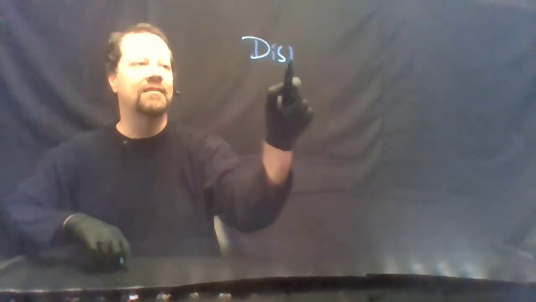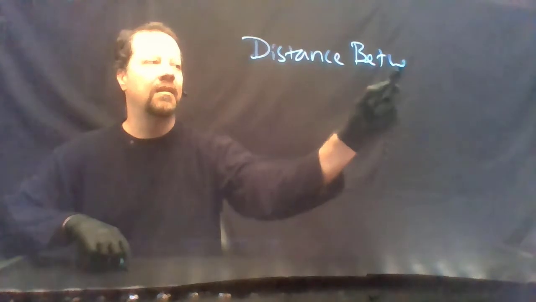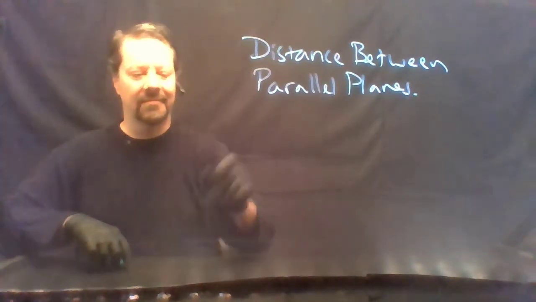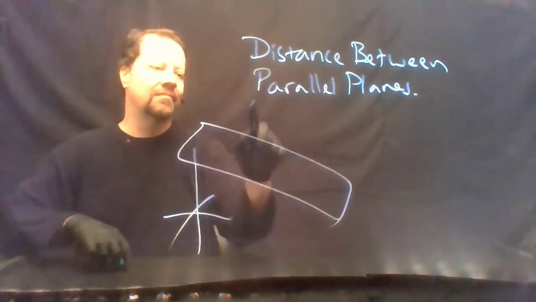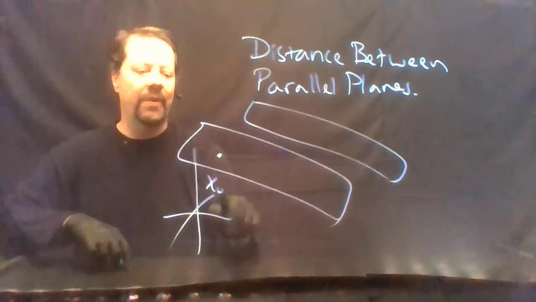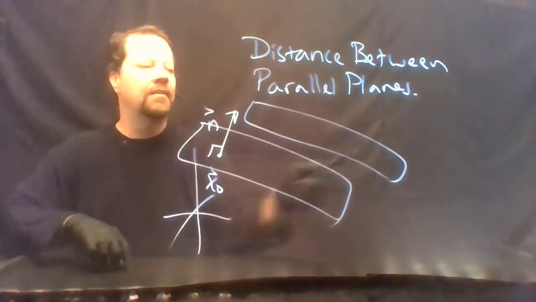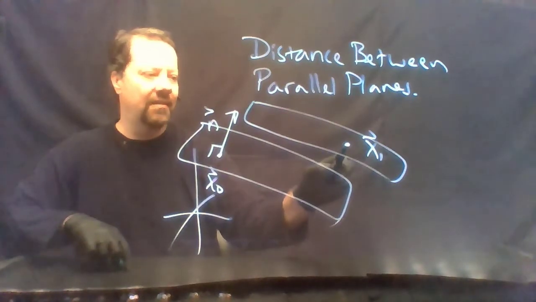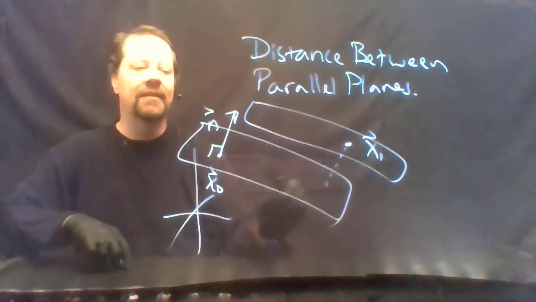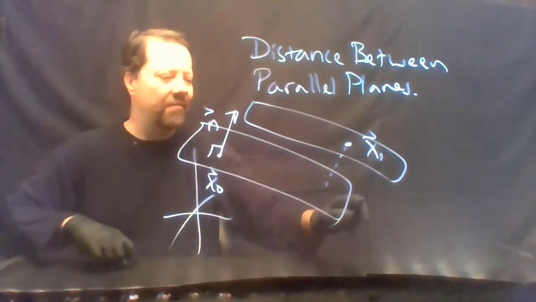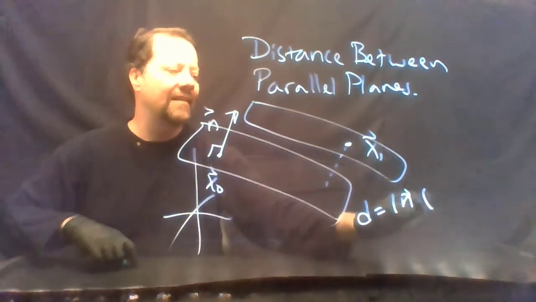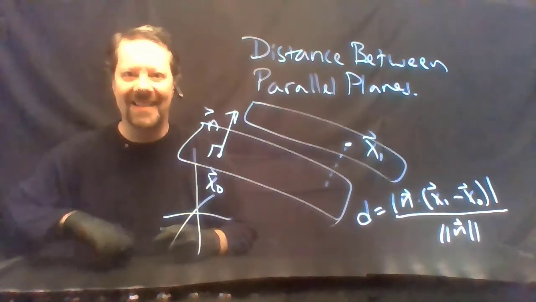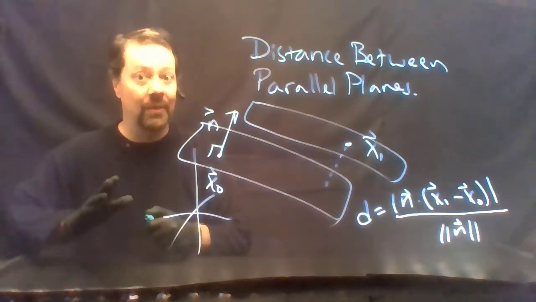How do you find the distance between parallel planes? Suppose we have a plane with some point x0 and a normal vector n. If you choose any point x1 on the second plane, to find the distance, all you have to do is find the distance between this point x1 and the other plane. In other words, it's the same formula. It's the absolute value of n dot x1 minus x0 over the norm of n, same as before. Any point x1 on the second plane will do.